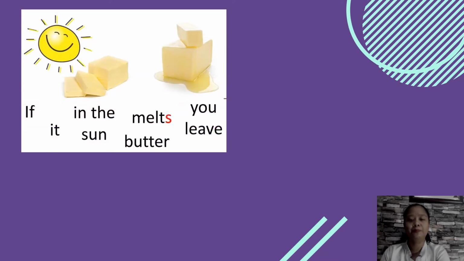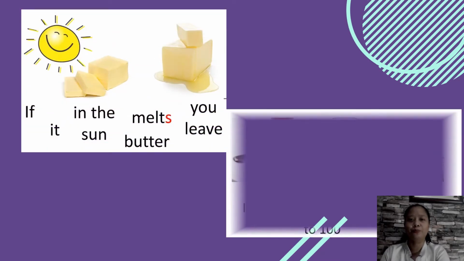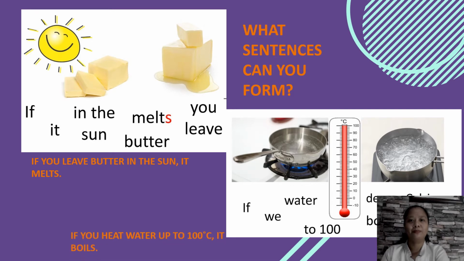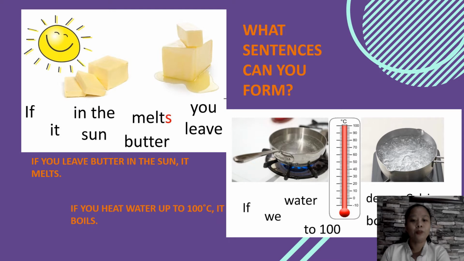Let's look at these two pictures. Picture number 1 and picture number 2. Now, what sentences can you form from the words given in each of these pictures? For picture number 1, if you leave butter in the sun, it melts. For picture number 2, if you heat water up to 100 degrees Celsius, it boils.